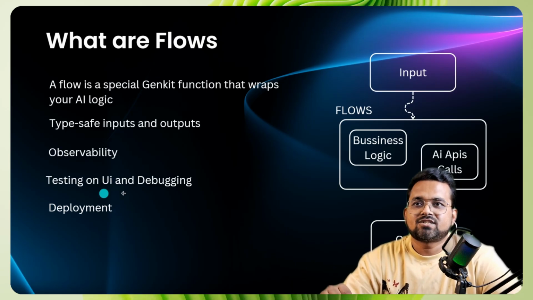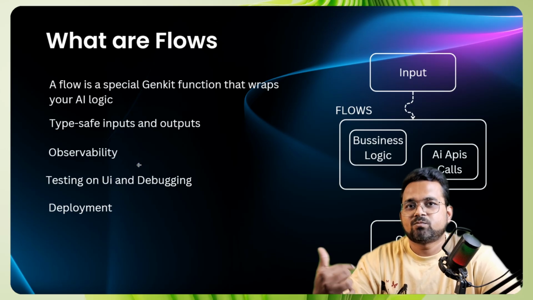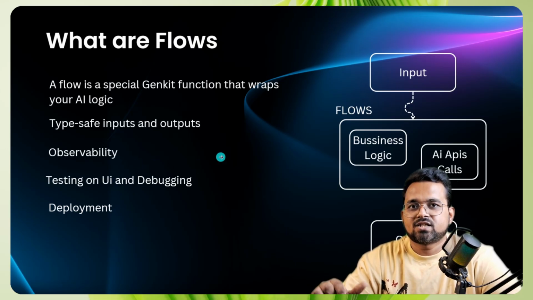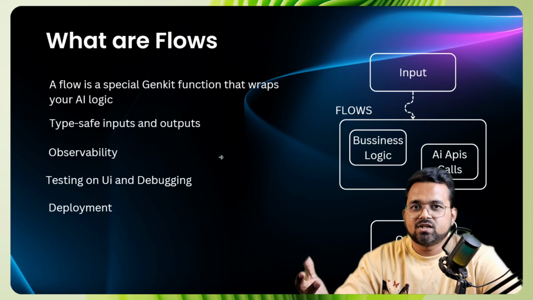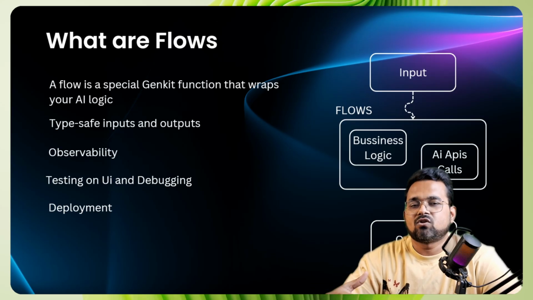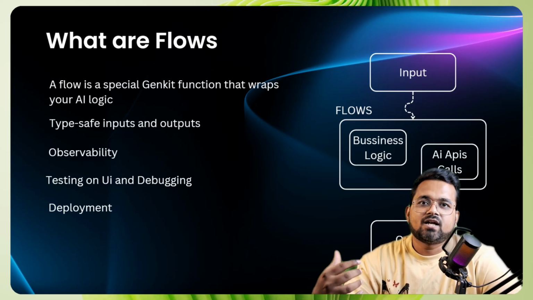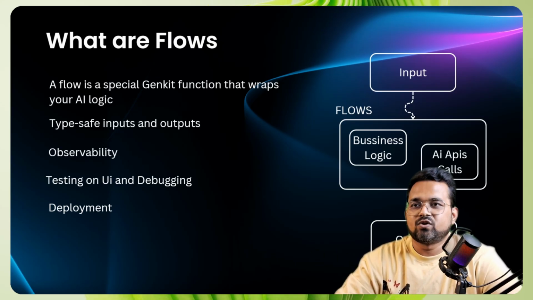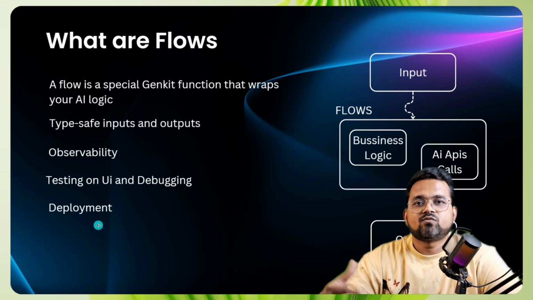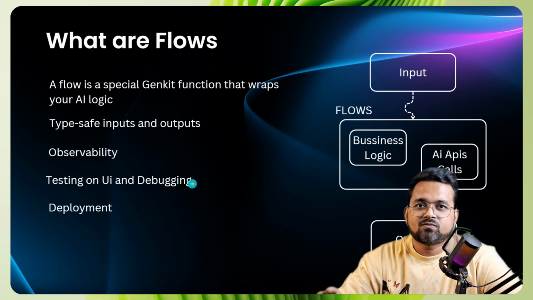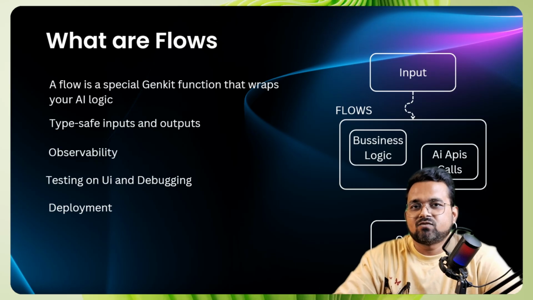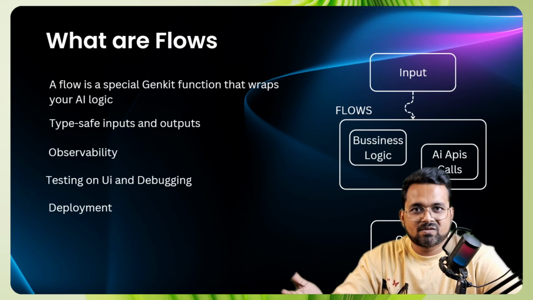Observability, testing on UI and debugging. Both come under the developer UI provided by Genkit. In Genkit, we can execute our function manually and see all the logs and the whole process that is happening, and whether there is an error during the flow execution. Deployment: we don't have to add any extra step while deploying Genkit services. Everything is handled by Genkit. We just need to push our code to Firebase Functions and everything is taken care of.